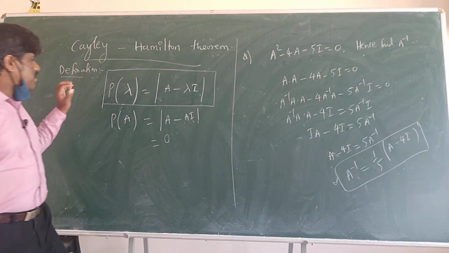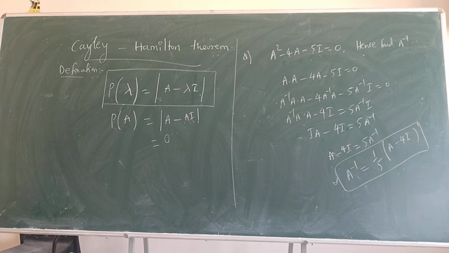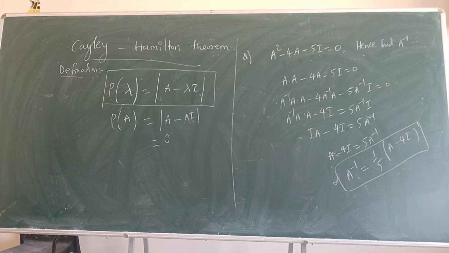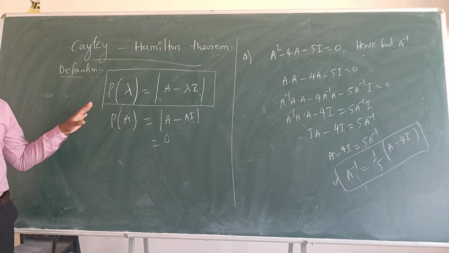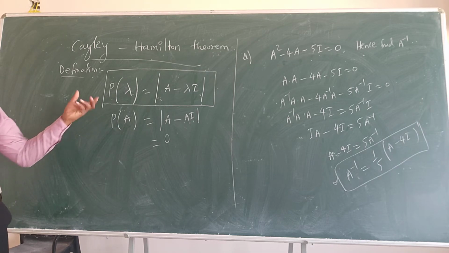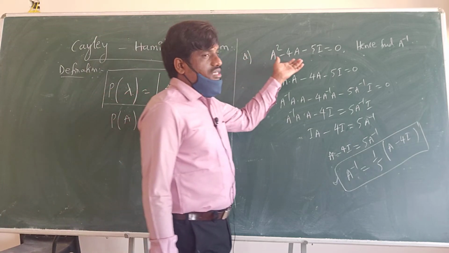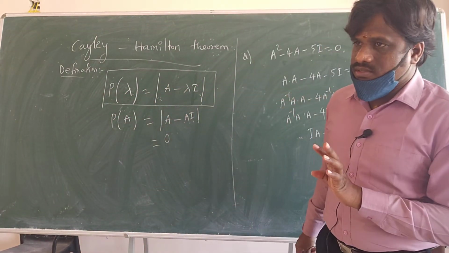See here, what the Cayley-Hamilton theorem says is that every matrix satisfies a polynomial equation. Any matrix, every matrix will satisfy a polynomial equation. So what is that polynomial equation? How to find that, I will discuss.